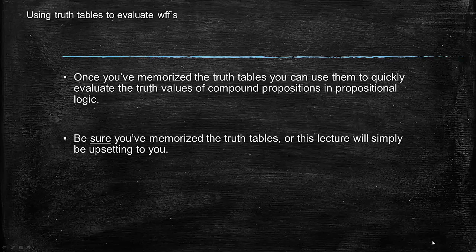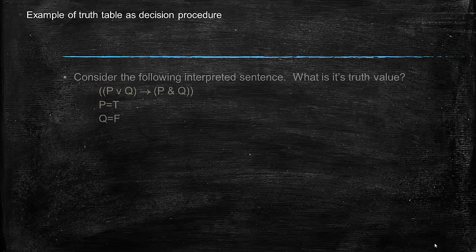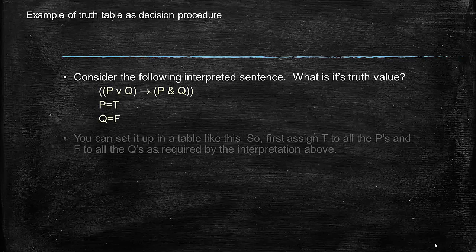You've got to be able to write these out easily from memory, and also make sure that you understand the idea of the scope of an operator and are able to identify the main operator, the main connective, in any formula. Okay, so think about this sentence: if P or Q, then P and Q, that's been interpreted as P is true and Q is false.